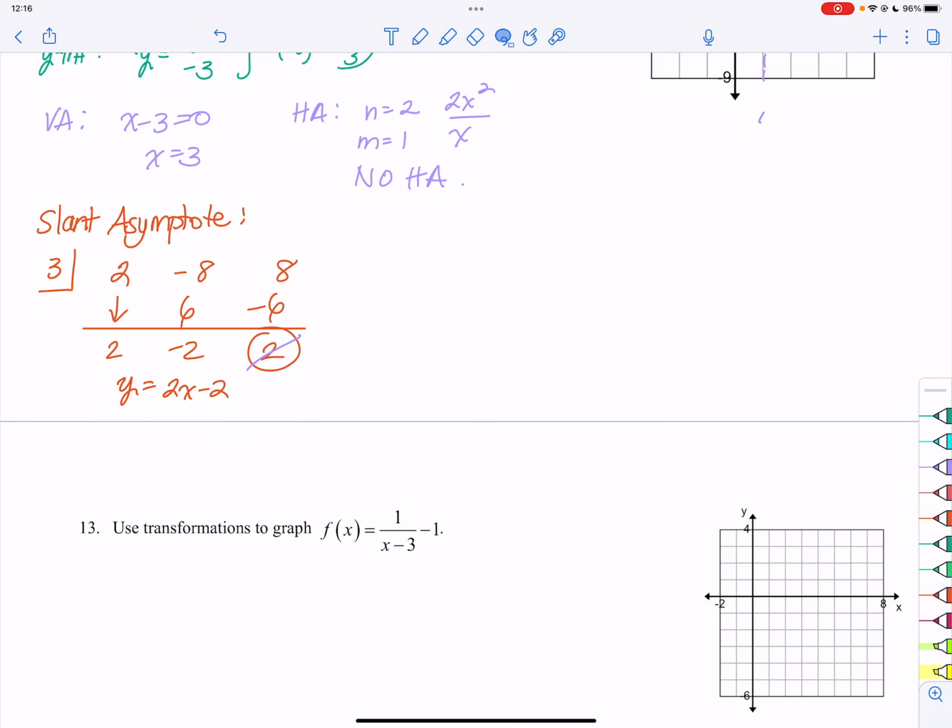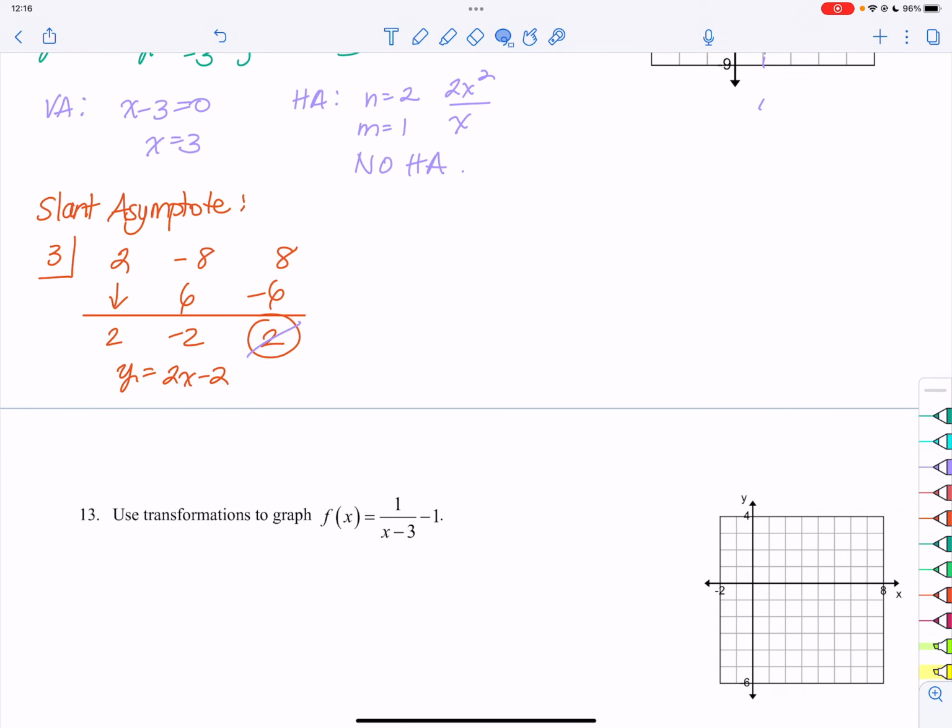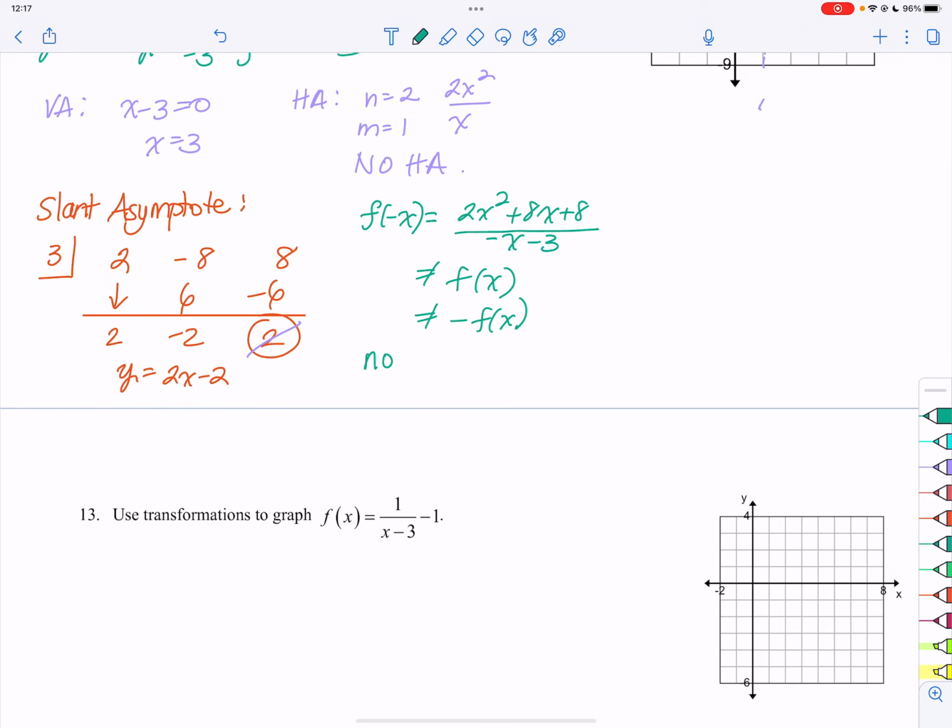Okay, and then let's check symmetry. So if we have f of negative x, that's 2x squared plus 8x plus 8 all over negative x minus 3. And that is not equal to f of x, and that's definitely not equal to the opposite of what we started with. So there is no y-axis or origin symmetry.